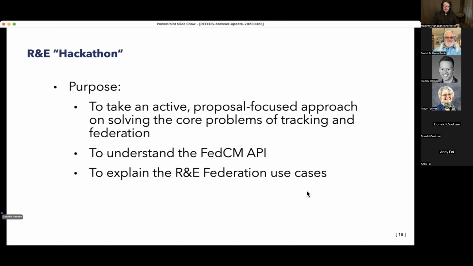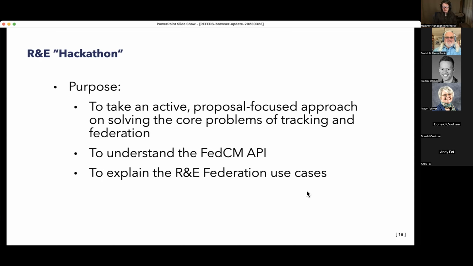So research and education did come in and say, you know what, we can do something. We're used to actually having to come up with new proposals and new ideas. And a lot of the concept of federation really evolved because of the complexity of the use cases of R&E.